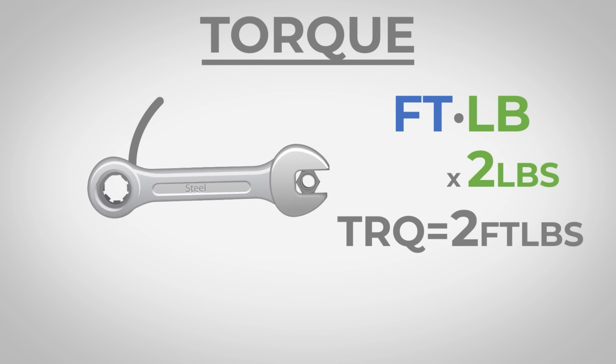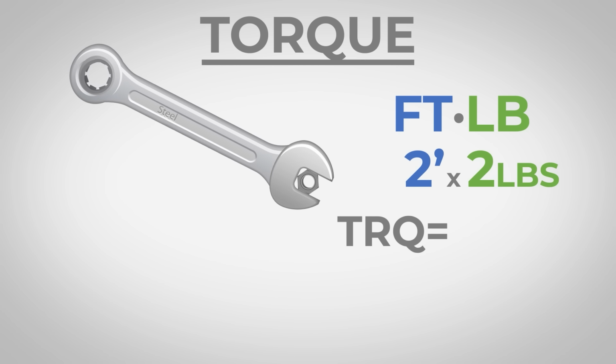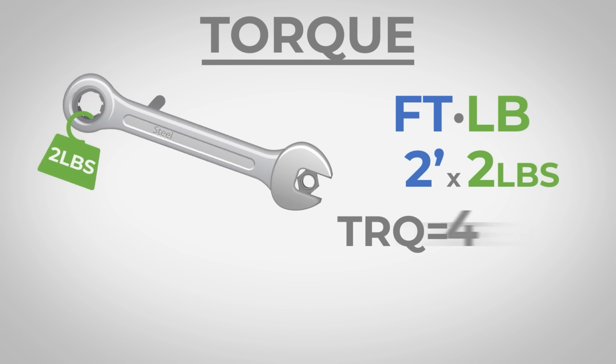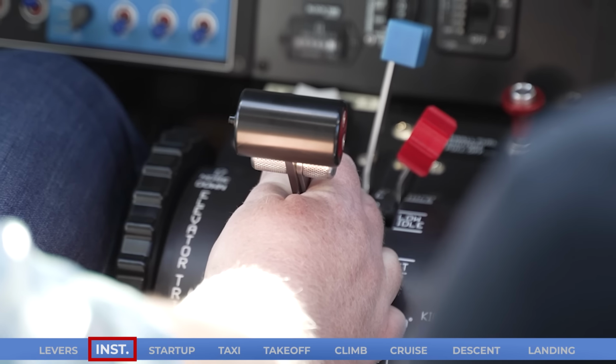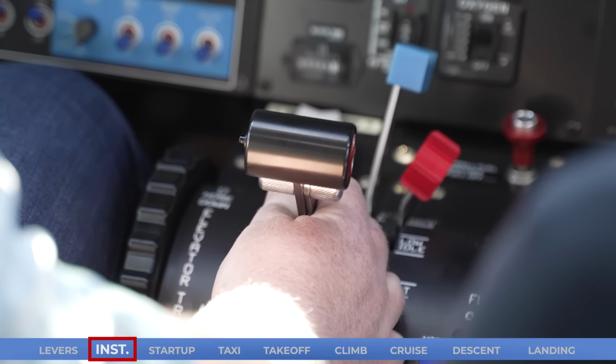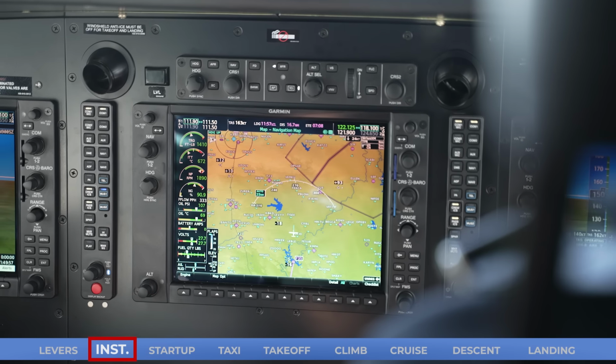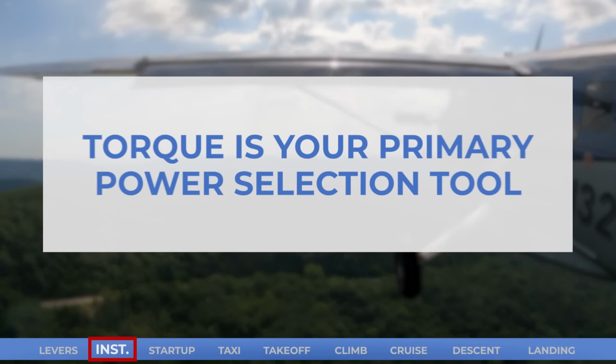Now, if you made the lever 2 feet long instead of 1 foot long, and you applied that same 2 pounds of pressure, you now have 4 foot-pounds of torque. It's basically just a combined measure of force and leverage. So as you're adjusting the power lever, one of the things that's going to move on your engine instruments is torque. Torque is kind of your primary power selection tool.